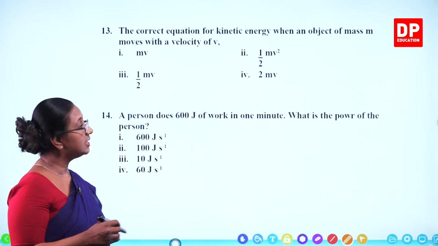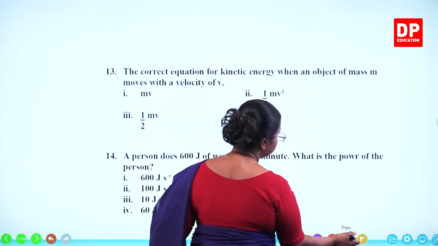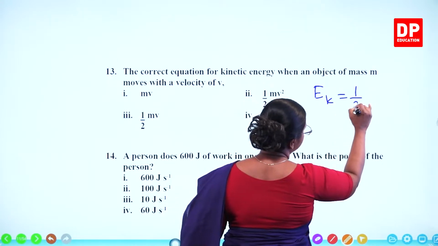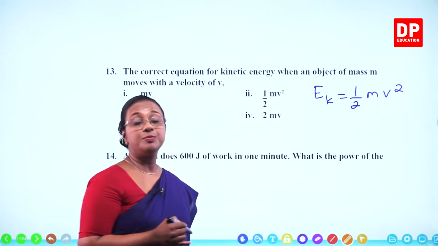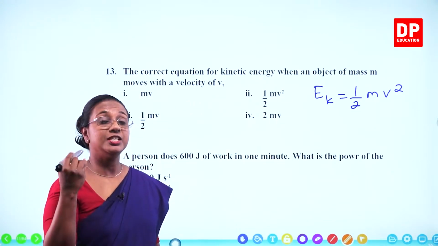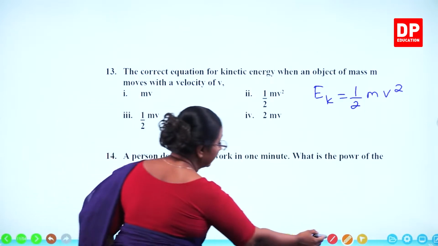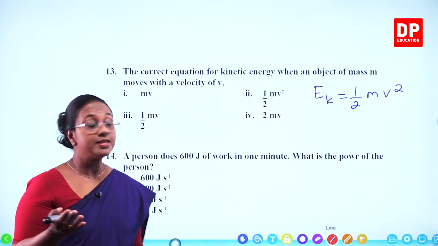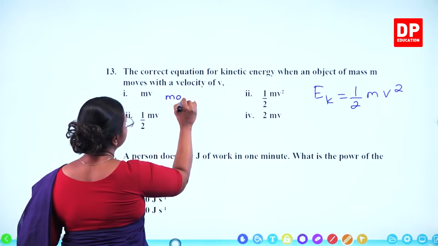So, kinetic energy, you all can remember the direct equation, students. E kinetic equals half mv squared, because it depends on both mass and velocity, but velocity squared, half mv squared. So, if we look at the answers given to us, mv you know is momentum. Here if we write it, this is going to be momentum.